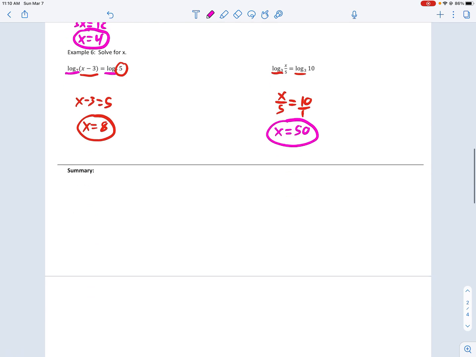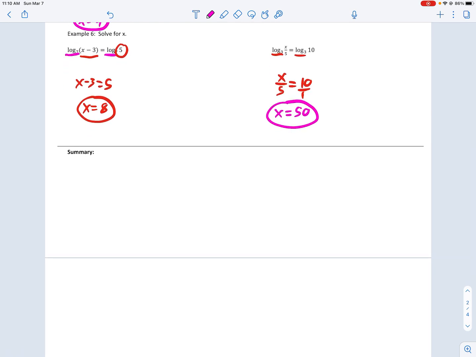So to finish up the notes, make sure you answer the essential question in your summary, and it should be 3 to 5 sentences long. Once you've done that, then you will be done with your notes.